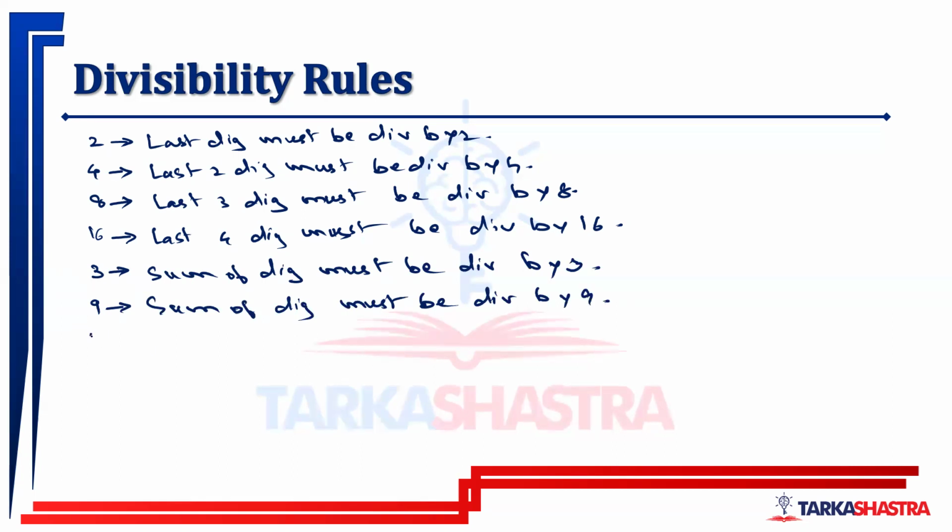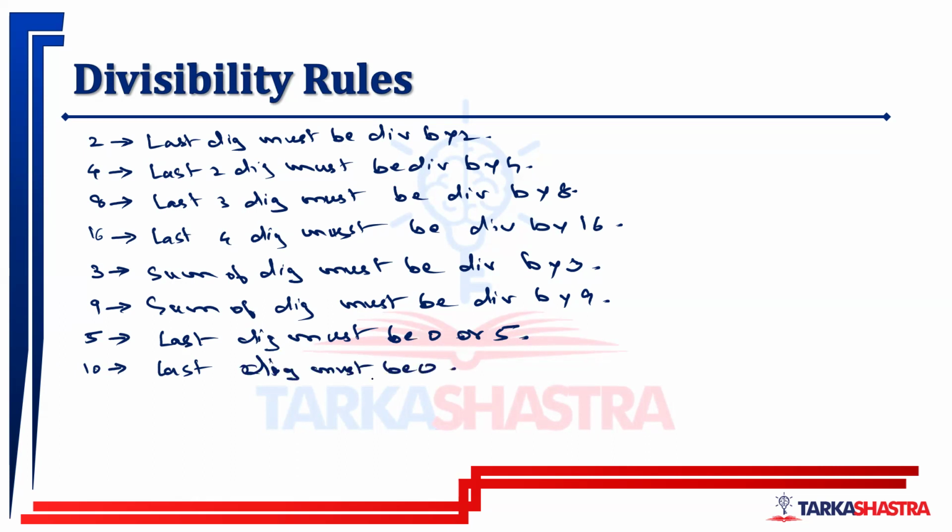Then the divisibility of 5: the last digit must be 0 or 5. The divisibility of 10: the last digit must be 0. Okay, we have seen this. We know these divisibility rules since our childhood.